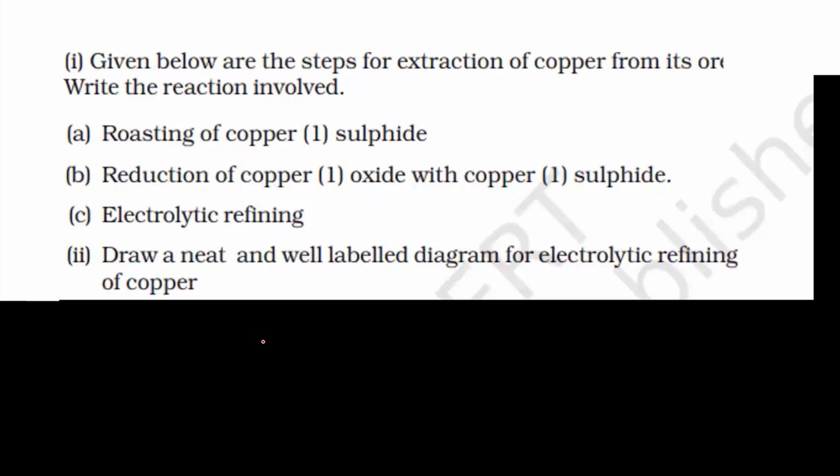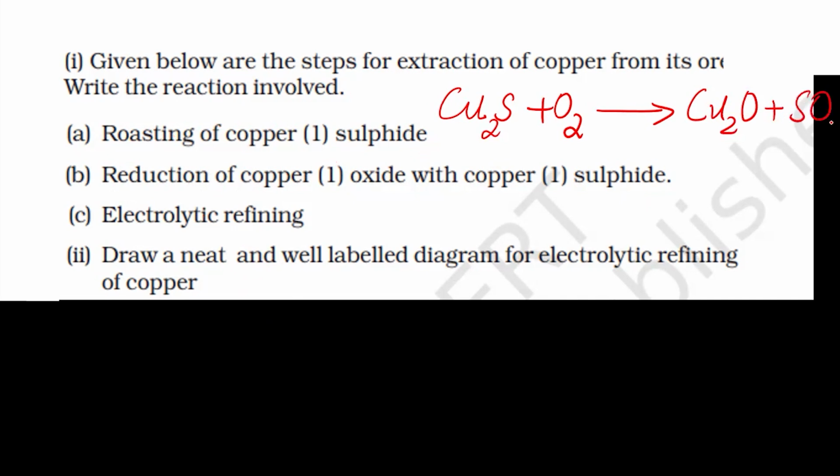Okay. Next is, given below are the steps of the extraction of copper from its ore. Write the reactions involved. Okay. First one is roasting of copper 1 sulfide. Copper 1 sulfide is Cu2S. Roasting means oxygen and heating. You will be getting what? The corresponding oxide of the metal and SO2. Okay. We have to balance this.